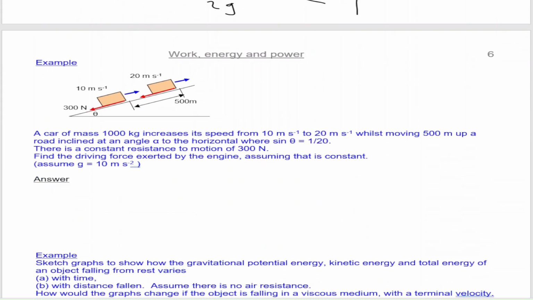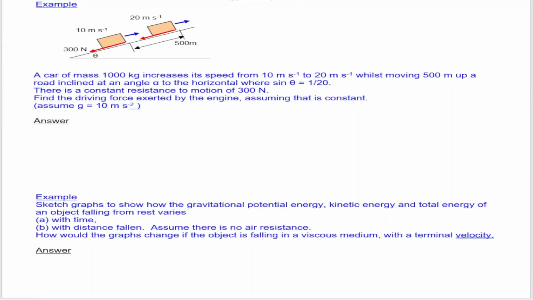Right, moving on to the next example. It says that a car of mass 1000 kg increases its speed from 10 meters per second to 20 meters per second whilst moving 500 meters up a road inclined at an angle alpha. Let's just change this to theta to be consistent with the diagrams. The angle theta to the horizontal, where sine theta is equal to 1 over 20. There's a constant resistance to motion of 300 newtons. Find the driving force exerted by the engine, assuming that it is constant.